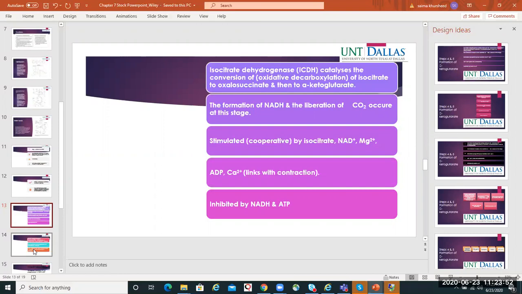And then it is converted to alpha ketoglutarate. The formation of NADH and the liberation of carbon dioxide also occur at this stage. This reaction is stimulated by the isocitrate, NAD, magnesium, adenosine diphosphate, and calcium, which links with contraction, and is inhibited by the NADH and ATP.